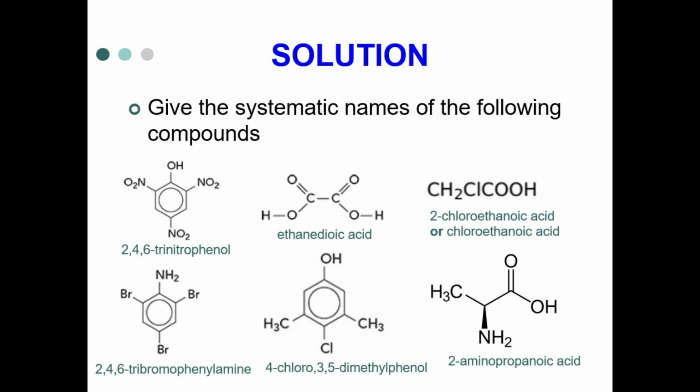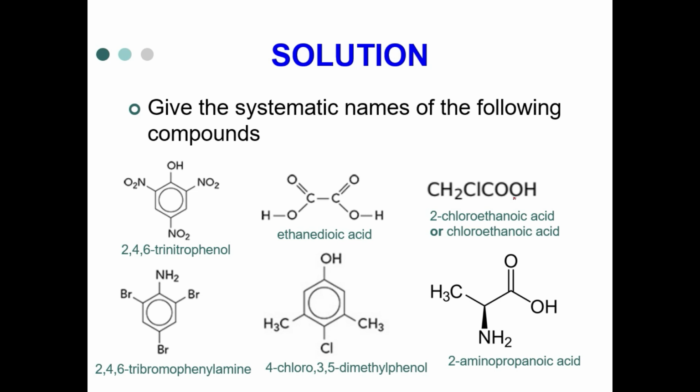Row number 1, left hand side, 2,4,6 trinitrophenol. You can make use of the table for the functional group priority naming if you cannot remember how to name them. This one in the middle, 2 COOH functional groups bonded together. So this is ethane dioic acid.